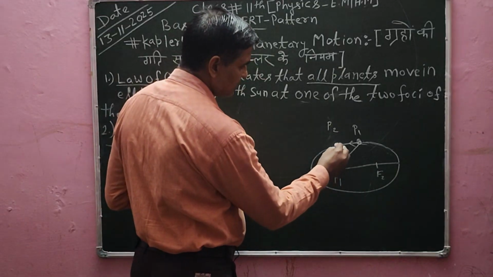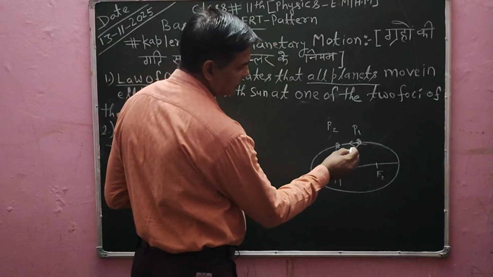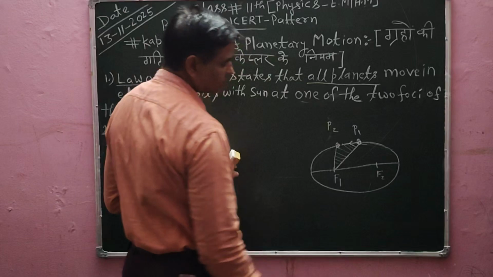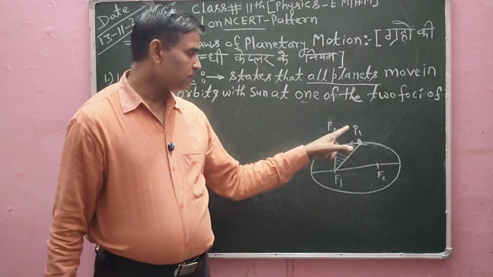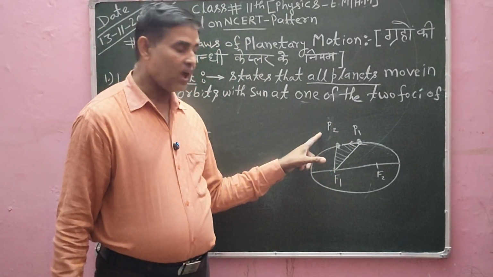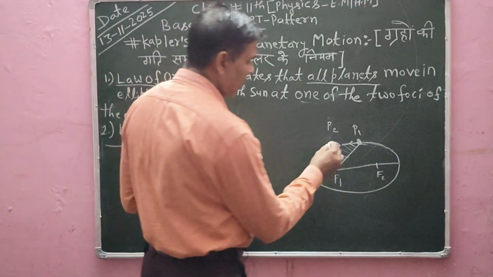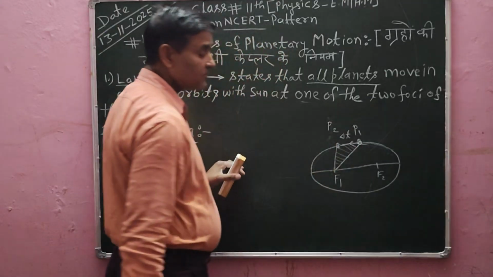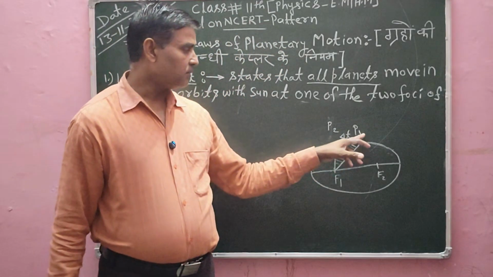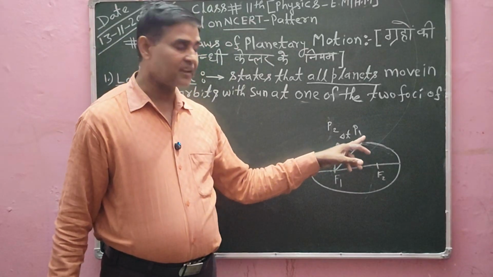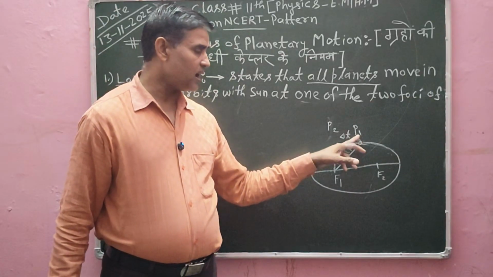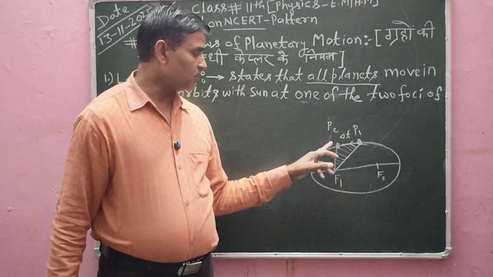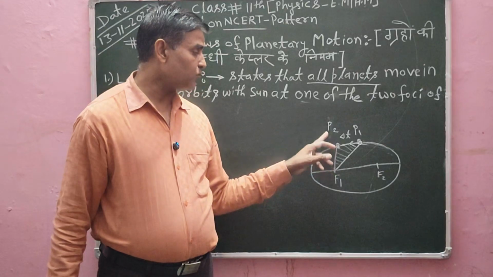and then I will calculate its area. I will calculate the area of P1, F1, P2. Here I have taken a time interval delta t, meaning at time t1 the planet is available at point P1. Now it moves for time t2, so it reaches the point P2.